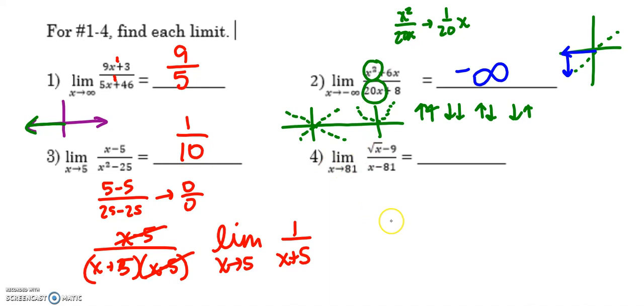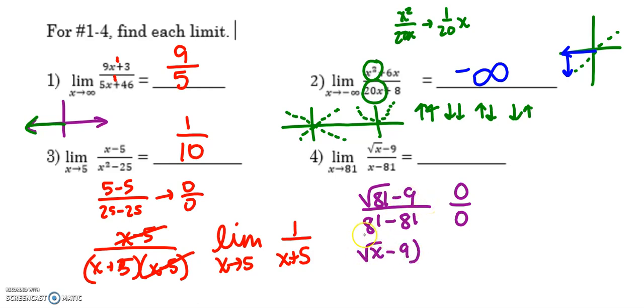This one, the limit as x goes to 81. Again, first method is to plug in the value, to substitute in your 81. And I get 0 over 0, which means I need to keep going. This one I could multiply by a conjugate. So the square root of x minus 9, I'm going to need to multiply by the square root of x plus 9. But if I do that in the numerator, I also need to do that in the denominator.